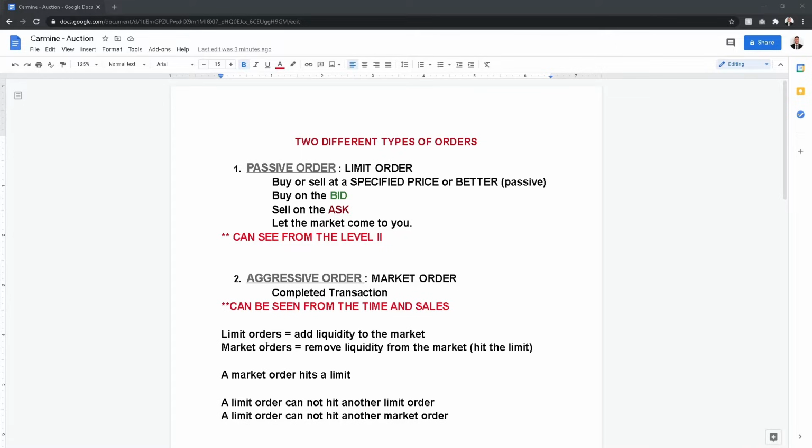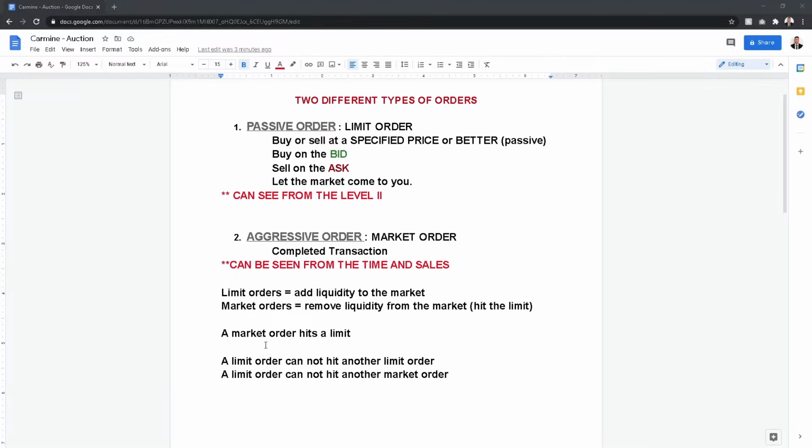For every single transaction, there's a buyer and there's a seller. There can never be more buyers than sellers. There can never be more sellers than buyers. There is an equal amount of participants for each transaction. That's one buyer and one seller.